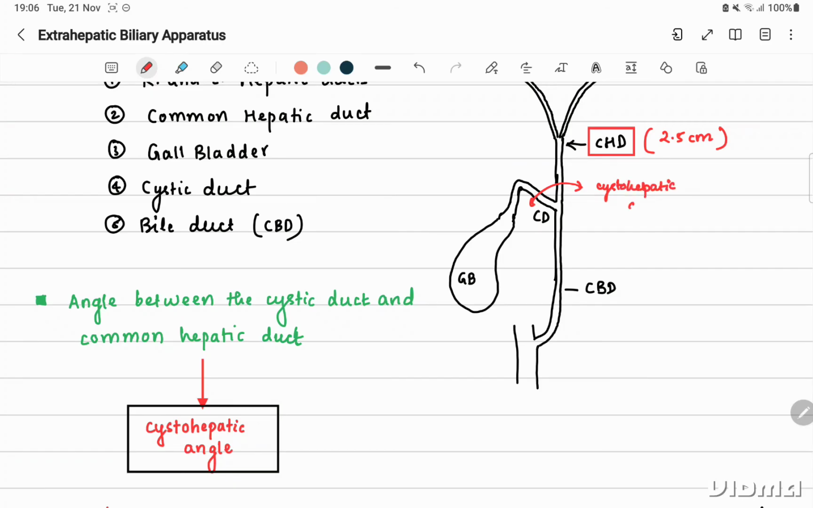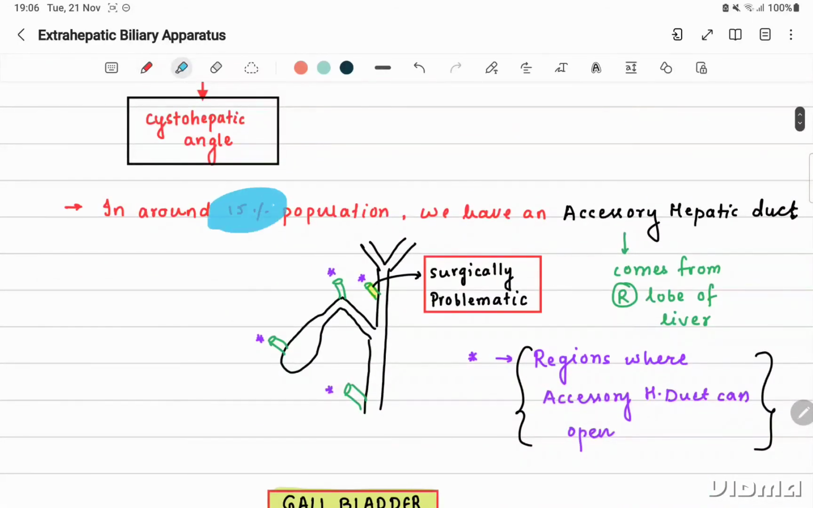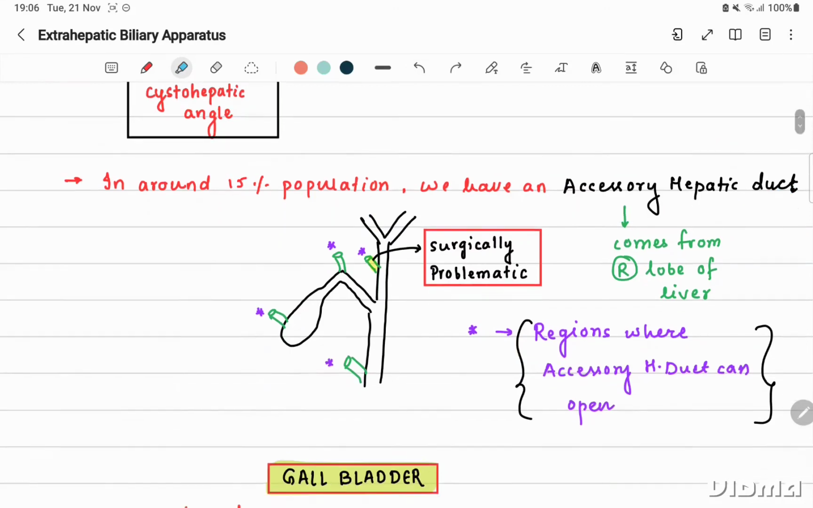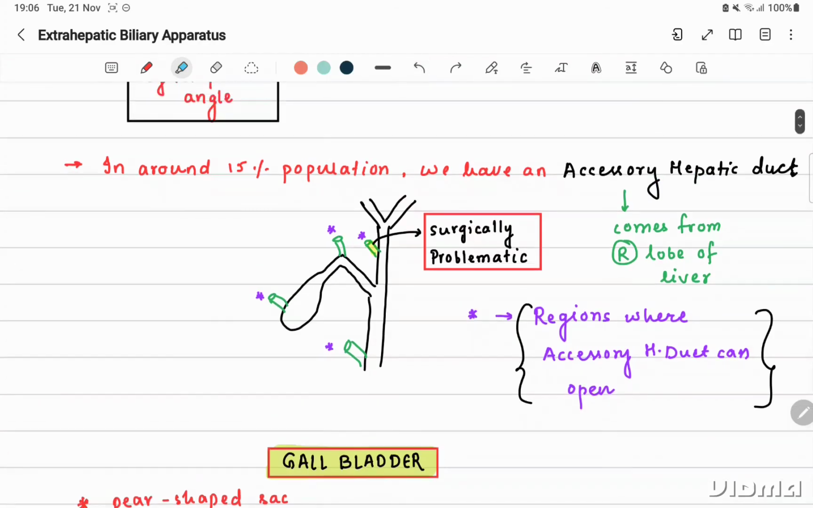Cystohepatic angle. Talking about this, in around 15% of the population, we have an accessory hepatic duct, which comes from the right lobe of the liver.